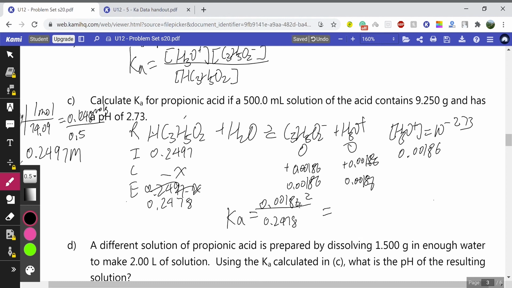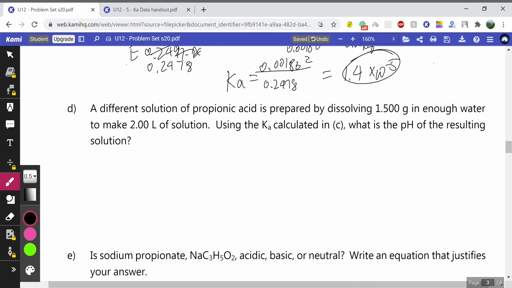So our answer K is 1.396, which rounds to 1.40, and we will round to two significant figures because that's how many the pH is given with, times 10 to the negative fifth. So that is our K value. Now a different solution is prepared.